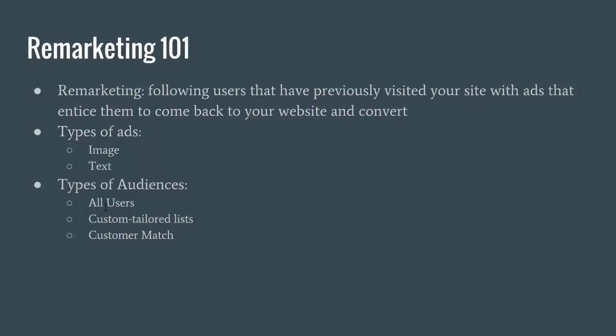So when we create a remarketing campaign, we obviously are creating these images to advertise to people. But the other side of the coin there is, who are we advertising those images to? And we call that an audience. There's a few different types of audiences that we can use. The typical audience that's used in most campaigns that I've run is the default of just advertising to anyone who has ever visited the site ever. And we call that the all users list.